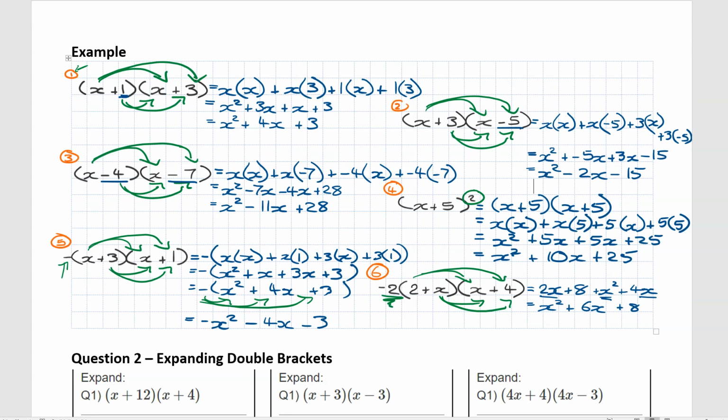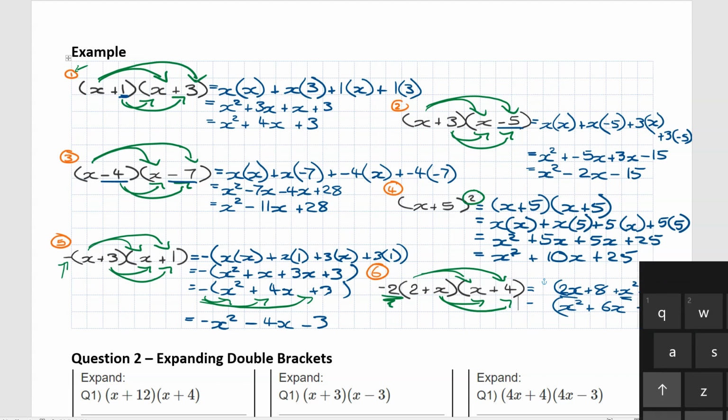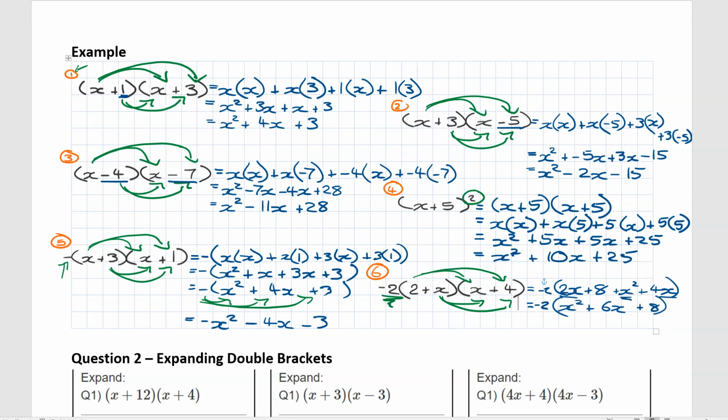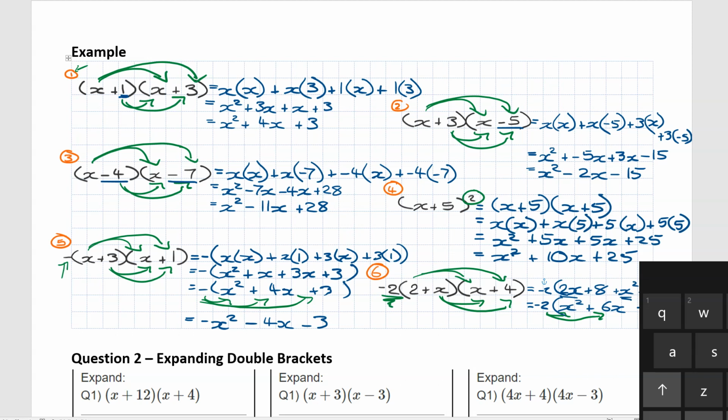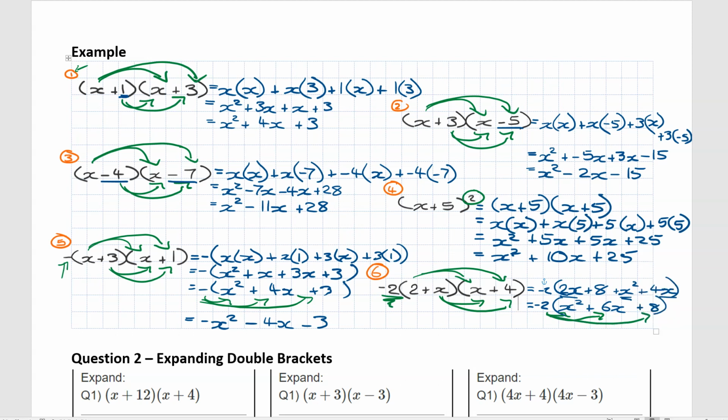Now one thing I forgot was the minus 2 at the front here. So let's just add that in if we can. Yes, we can. Now the 2 is simply going to permeate through like the last ones as well. So what we find is that we're going to get minus 2x squared minus 12x minus 16. And that's how we expand when we have double brackets.